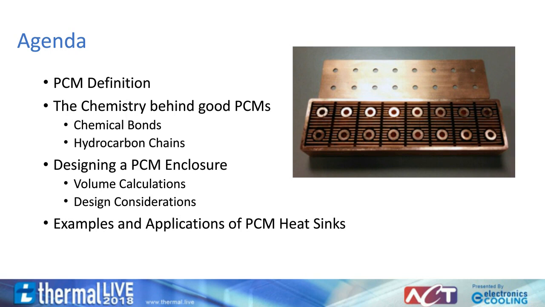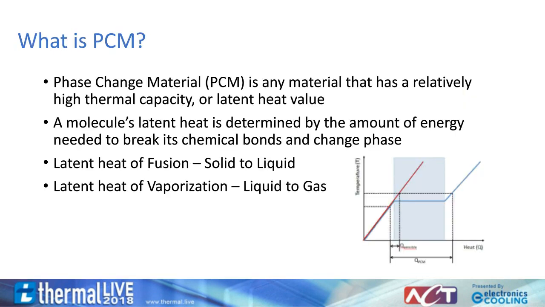Phase change material, or PCM, is any material that has a relatively high thermal capacity, or latent heat value. Latent heat is the amount of thermal energy a molecule requires to convert to a different phase. The latent heat of fusion is the amount of thermal energy a molecule or element needs to convert from solid to liquid. And the latent heat of vaporization is the amount of thermal energy a molecule or element needs to convert from liquid to gas.